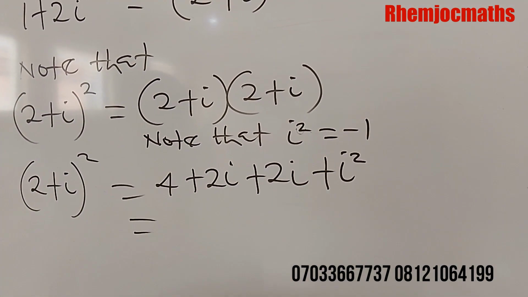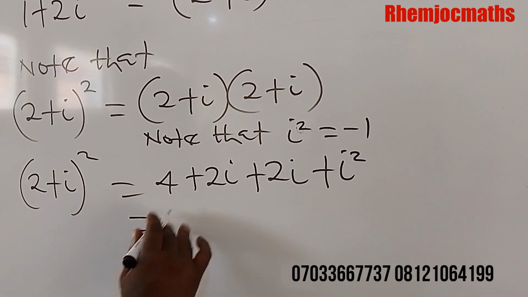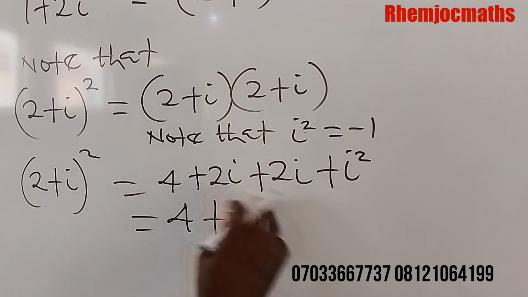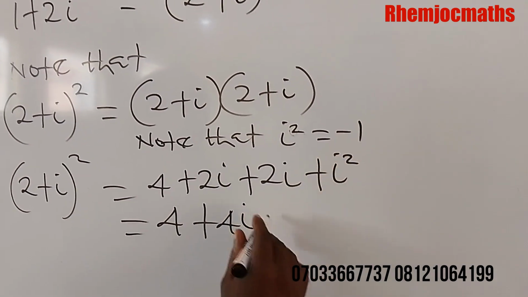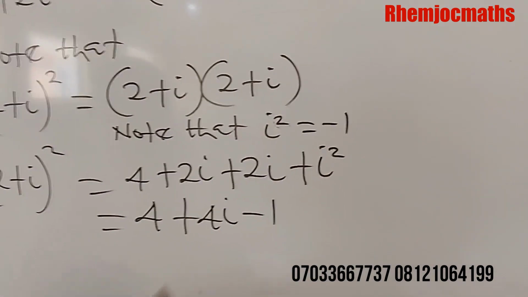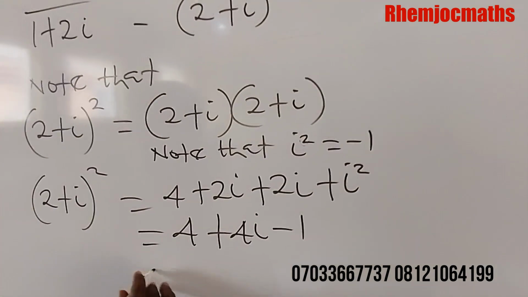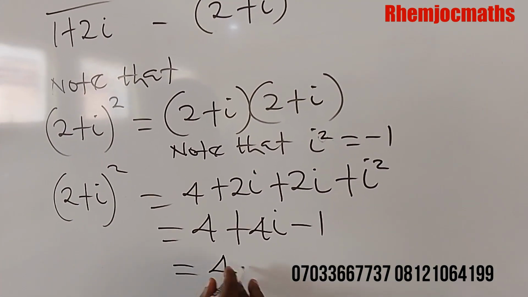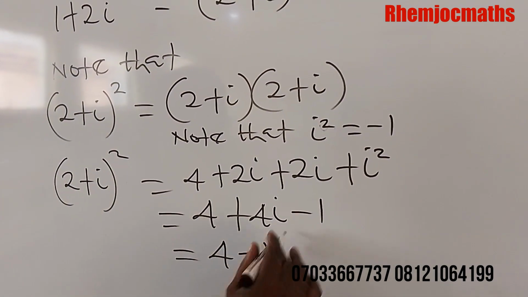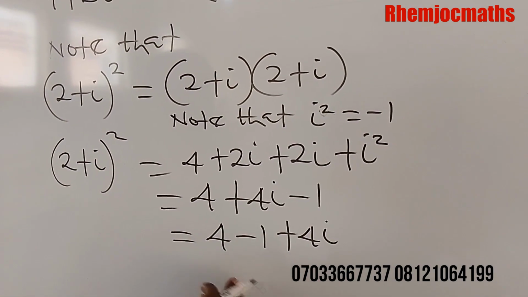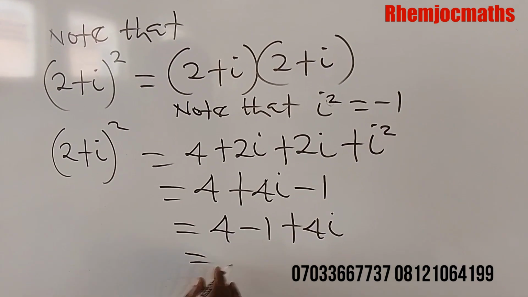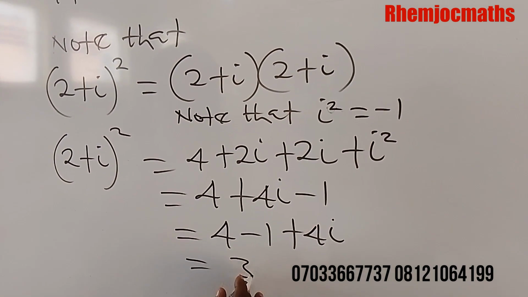Is that clear? So now here will be 4 plus 2i plus 2i, which gives us 4i. Then i squared will now be minus 1. We collect like terms. This is equal to 4 minus 1 plus 4i, which is 3 plus 4i.